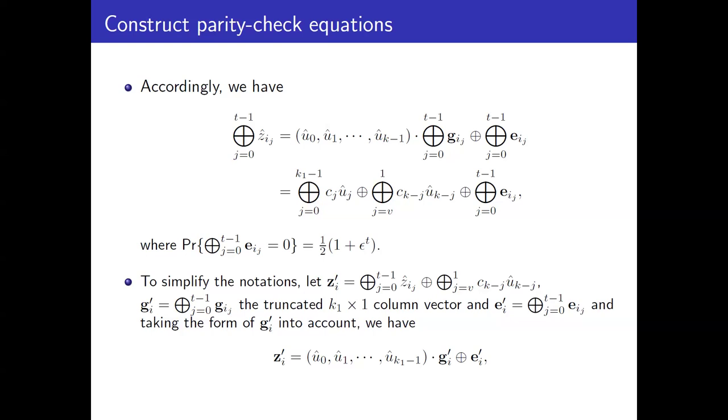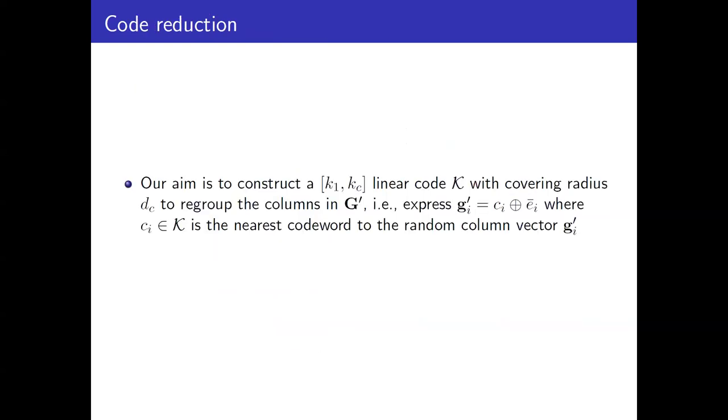We can see that the form is similar to the original one, but it has reduced the dimension. What we call code reduction is that we want to construct a new linear code with codeword length k1, information dimension kc, and covering radius dc, to regroup the columns in the matrix G'. Here X' is a column vector of this form, where c_i is the nearest codeword to the random column vector G'.